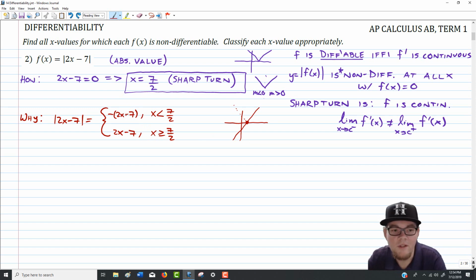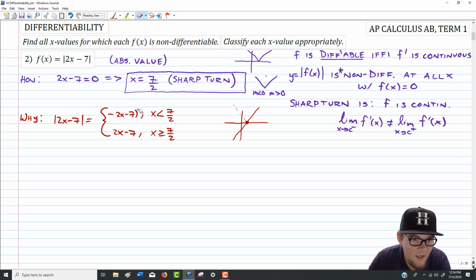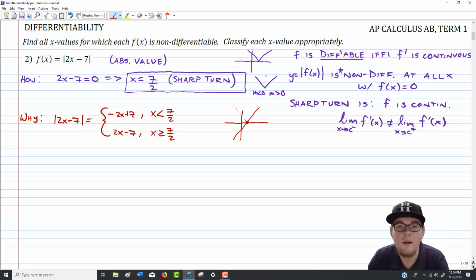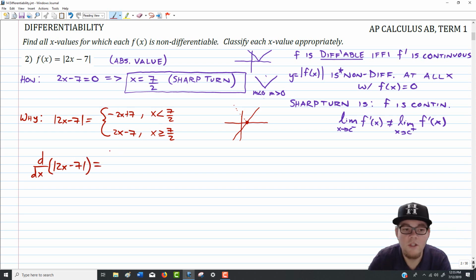Now that doesn't really help us, though, because we're interested in the derivative itself. So with that in mind, first I'm going to distribute in that negative. We talked about where it came from. So this is really negative 2x plus 7. The other one's 2x minus 7. If we want to compute the derivative of this function, which is the derivative of the absolute value of 2x minus 7, we can just differentiate the piecewise function.